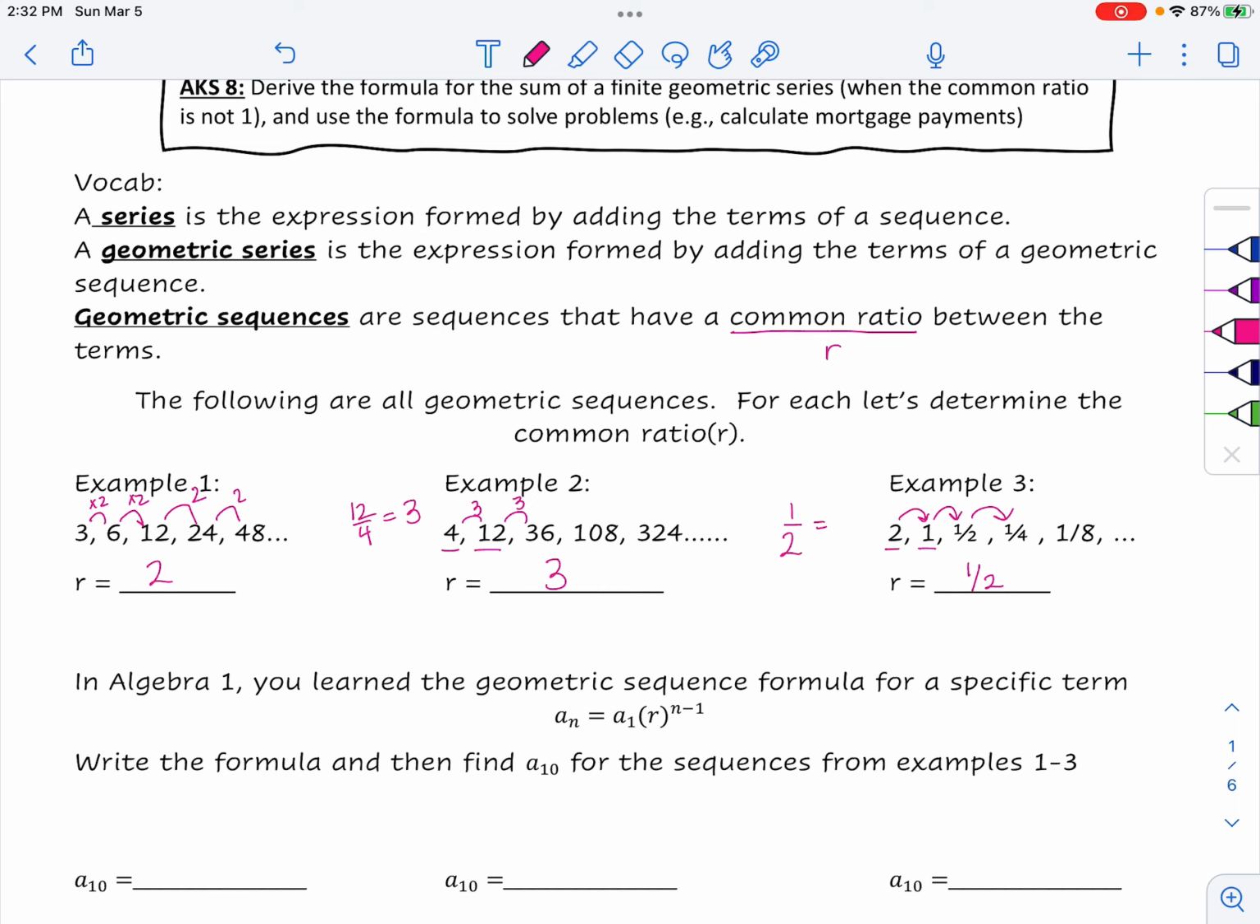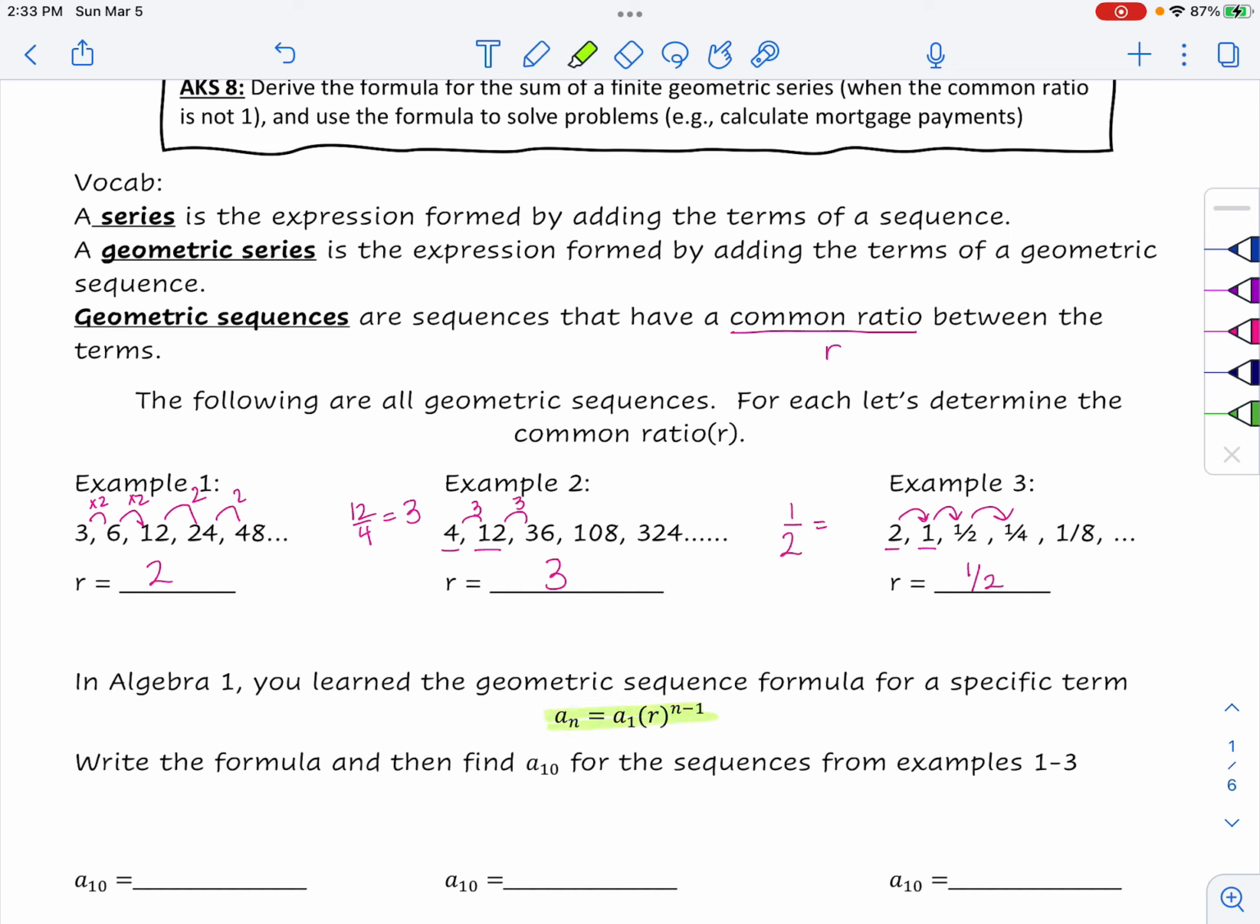All right, so these were all examples of geometric sequences. Now remember in Algebra 1, you learned for a geometric sequence, you can use a formula to find any specific term. So right now in front of us, we have just the first 5 terms of these 3 sequences. But what if you wanted to find the 10th term? Instead of having to multiply it out again and again and again and again, we can use this formula.